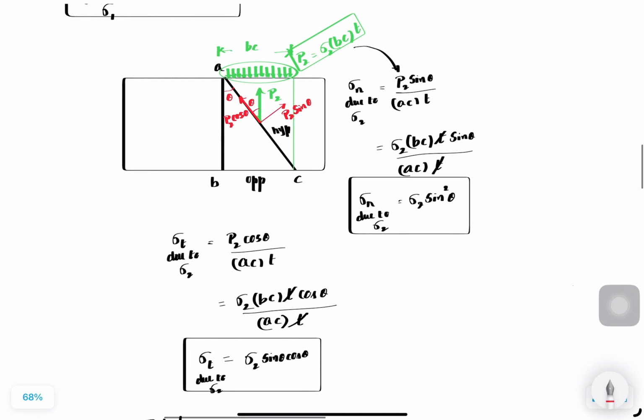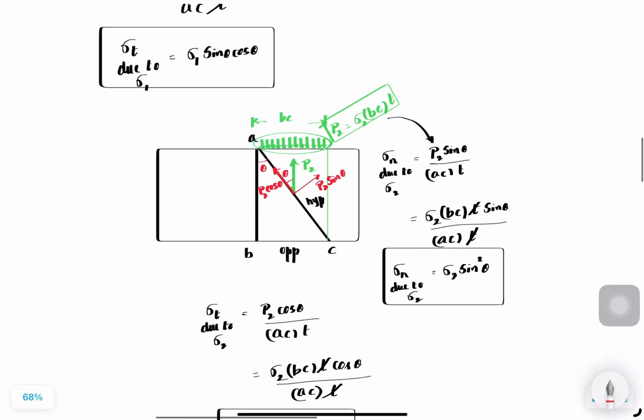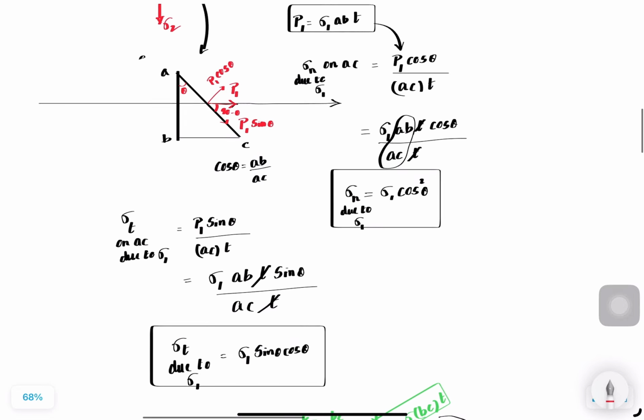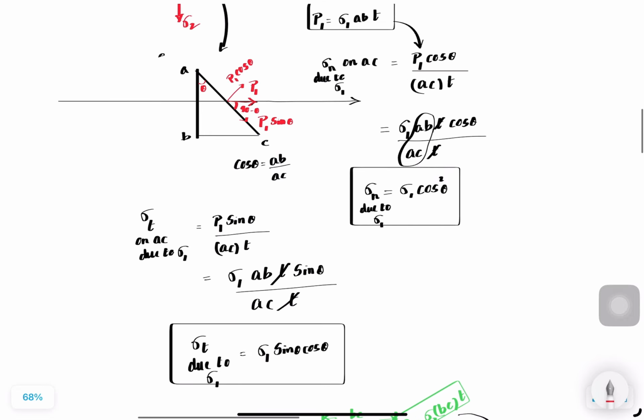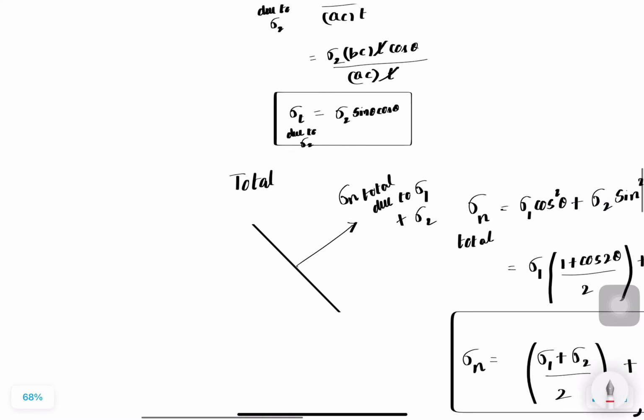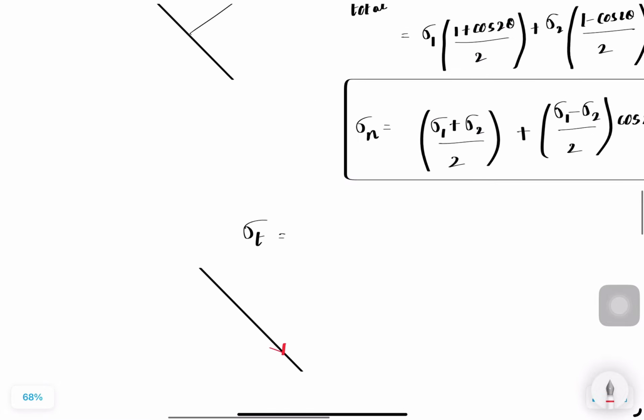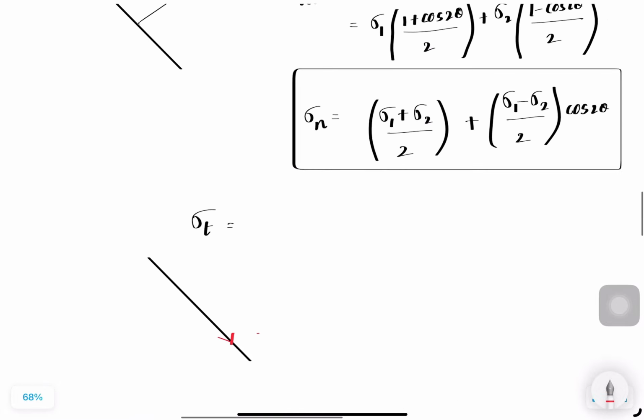The first one is going in this direction, and it is given by the expression sigma 1 into sine theta cos theta. So let me represent that. The first one is going in this direction. It is given by the expression sigma 1 into sine theta cos theta.